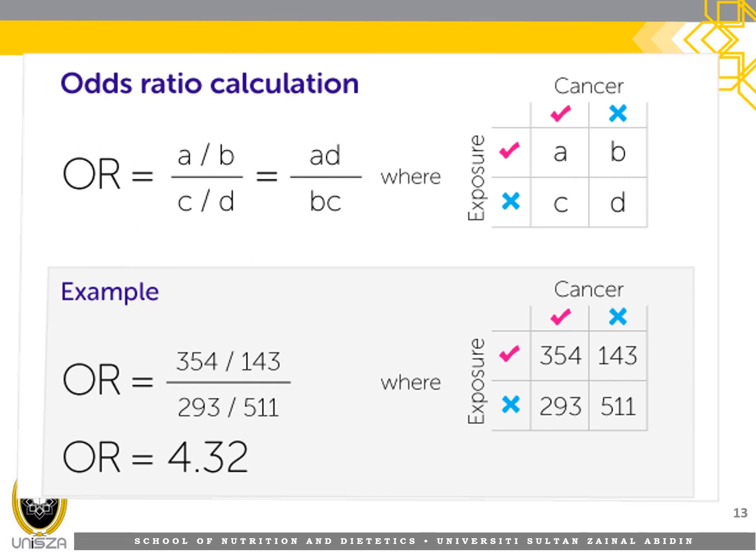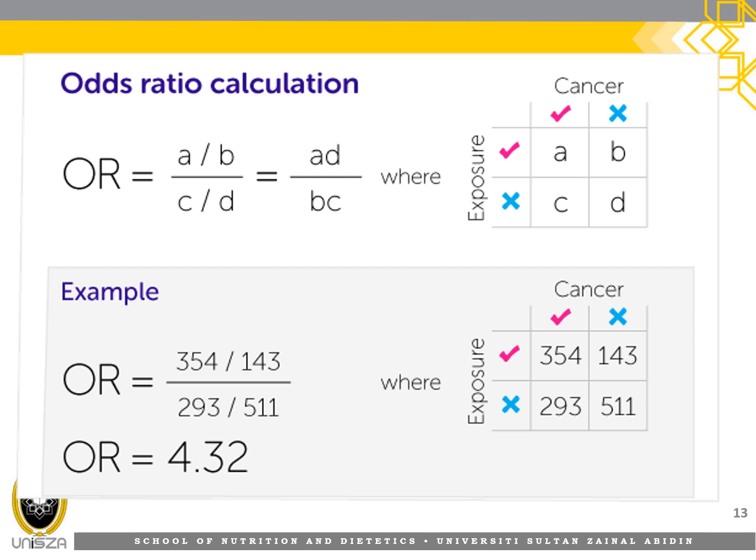Now let's look at how to do the odds ratio calculation using the 2 by 2 contingency table. The odds ratio is a ratio of the odds of exposure in cases, that is A over B, to the odds of exposure in controls, that is C over D. If we simplify this formula, we will get A times D divided by B times C.